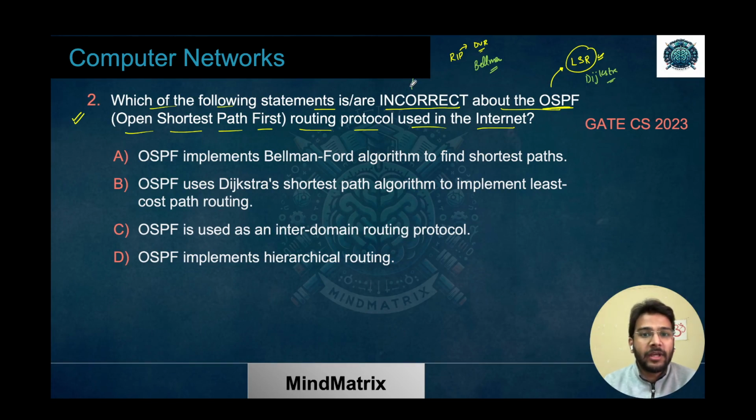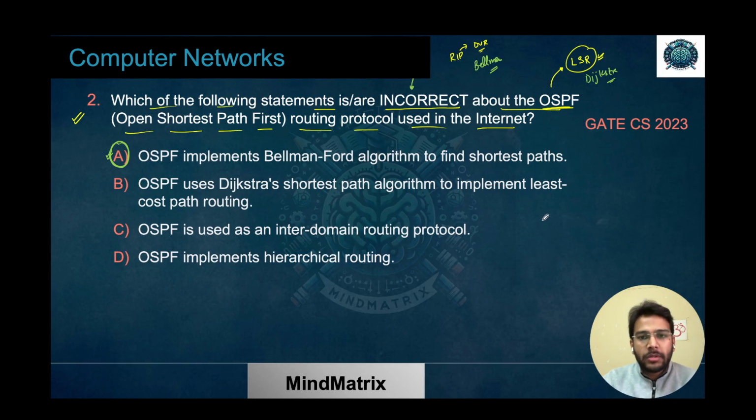And we need to find incorrect statements. Okay, carefully see, we need to find the incorrect statements. So option A is the incorrect statement here, but option B is the correct statement here. Option A is the incorrect statement. Let's proceed further. Option C says OSPF is used as an inter-domain routing protocol. And option D says OSPF implements hierarchical routing.